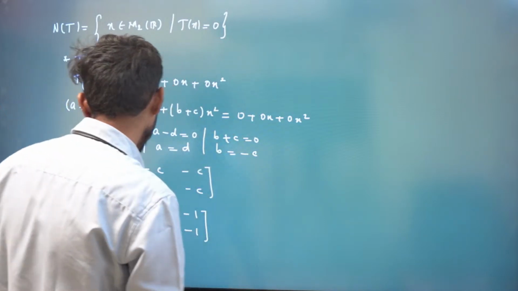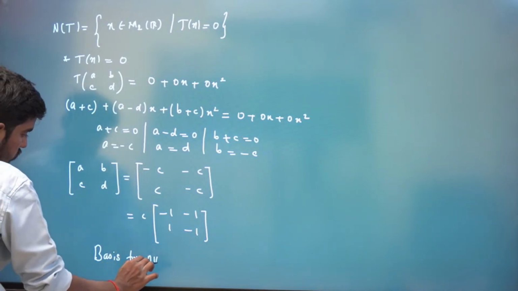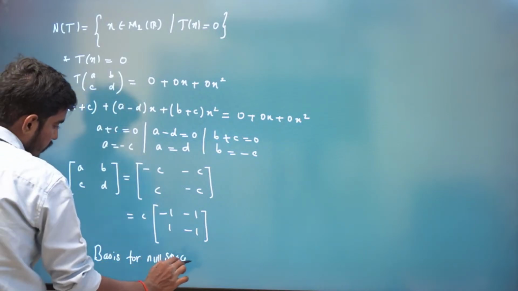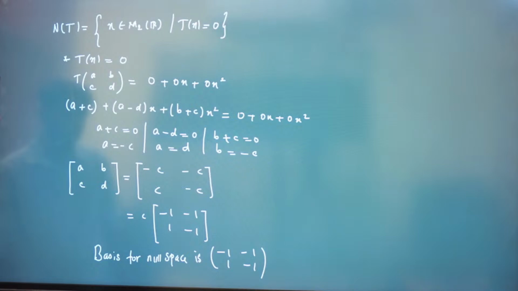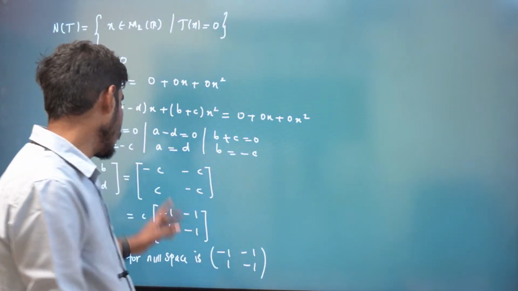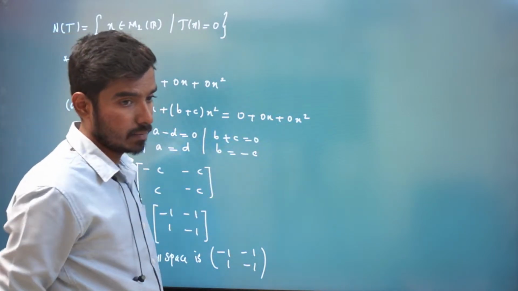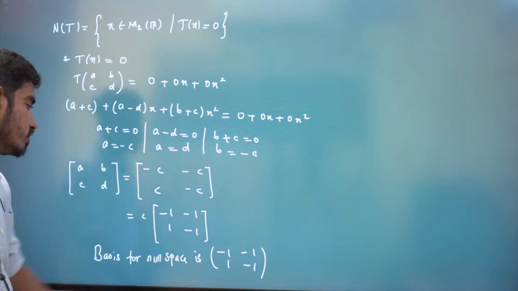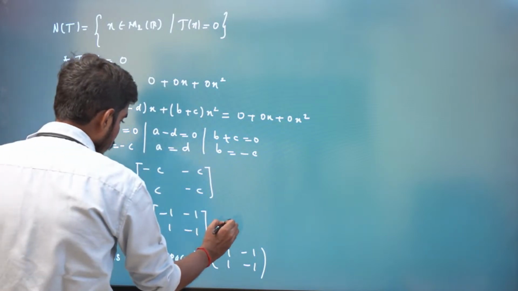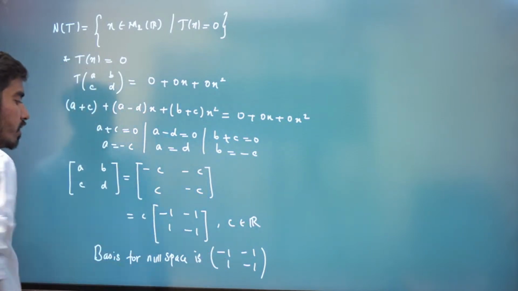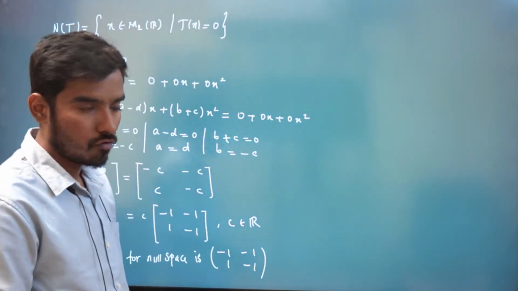The null space of T is spanned by the basis given by the matrix minus 1 minus 1 1 minus 1, right? Because all those a, b, c, d are of this form, since we are getting this matrix by equating to the zero vector. When you multiply this matrix by any scalar, all these matrices will map to the zero vector of P2 of R. You can check it out.